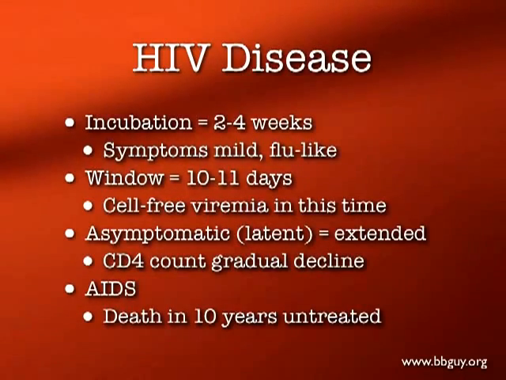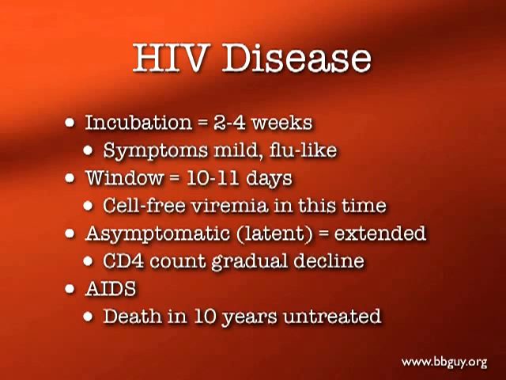All right, for HIV disease, the incubation is about 2 to 4 weeks. Individuals have very mild symptoms, often just flu-like symptoms, but they may not feel well at all. The window period, on the other hand, is 10 to 11 days. Remember, window period is the time from infection up to the time when we can tell that the person has been infected. In other words, we can detect it in the laboratory. Unfortunately, there is a cell-free viremia in this time, and individuals are capable of transmitting the virus through the window period.